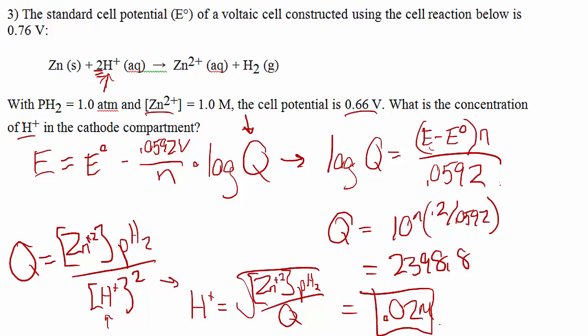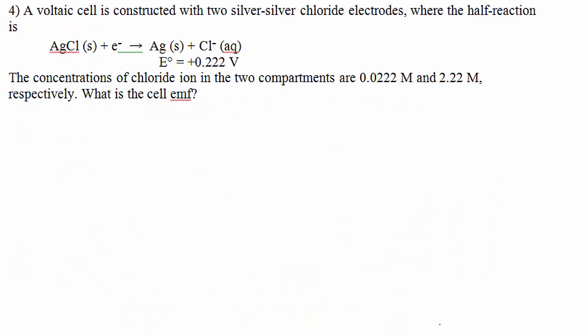A little bit of crazy math there, but it's math we've done. All right, 4. A voltaic cell is constructed with 2 silver chloride electrodes, where the half reaction is given below. Now this information right here is the reduction potential.